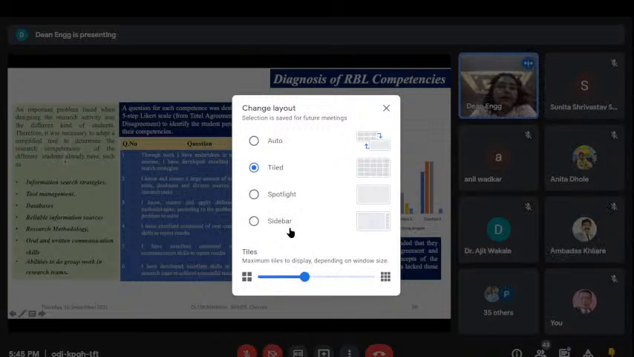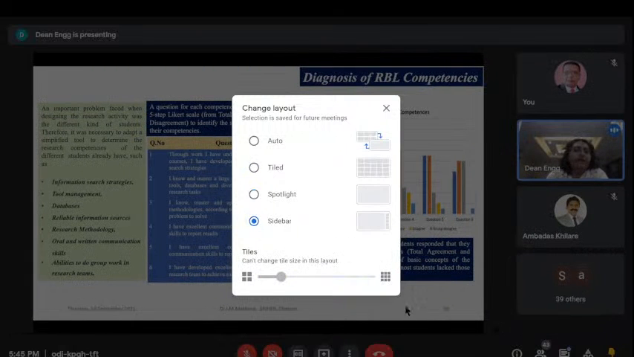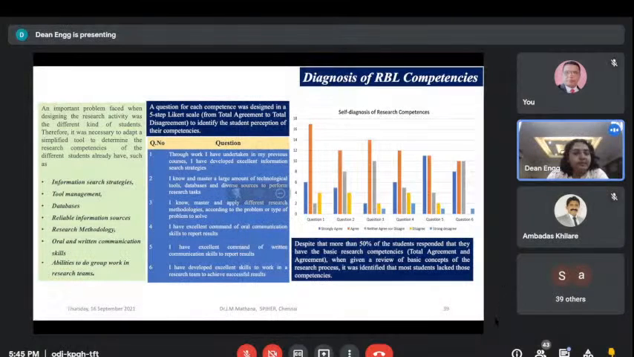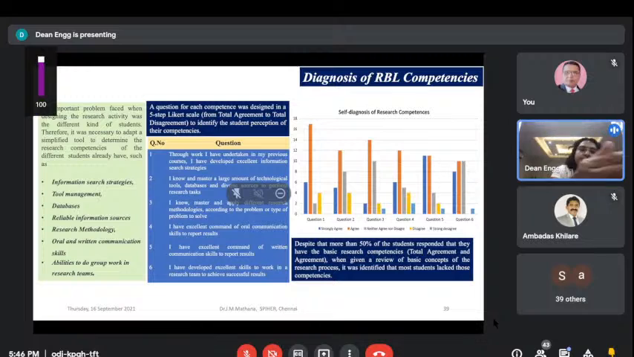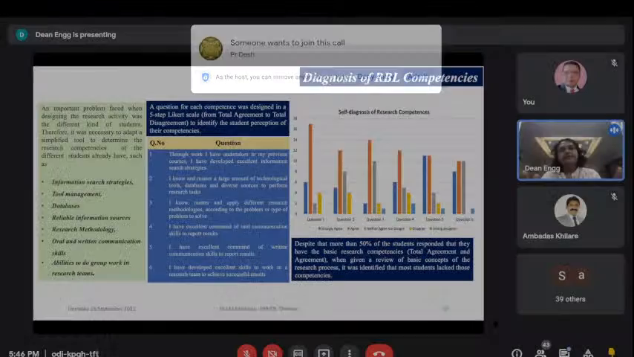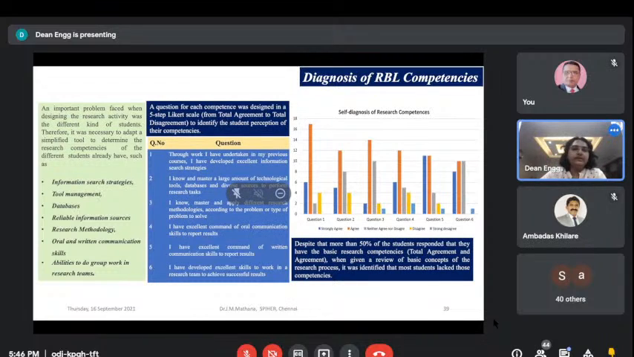The first title is information search strategies, then tool management, databases, reliable information sources, research methodology, oral and written communication skills, and the ability to do group work in a research team. These are all the titles required. In these areas, the faculty member has to check whether the students have the caliber or not. So they prepared questions, with five answer options: strongly agree, agree, neither agree nor disagree, disagree, and strongly disagree.